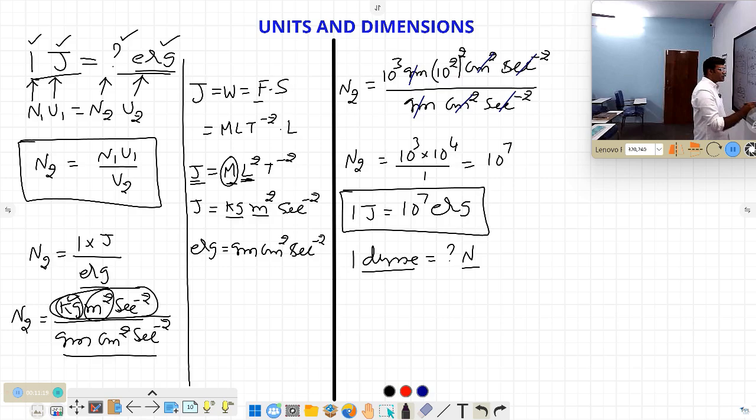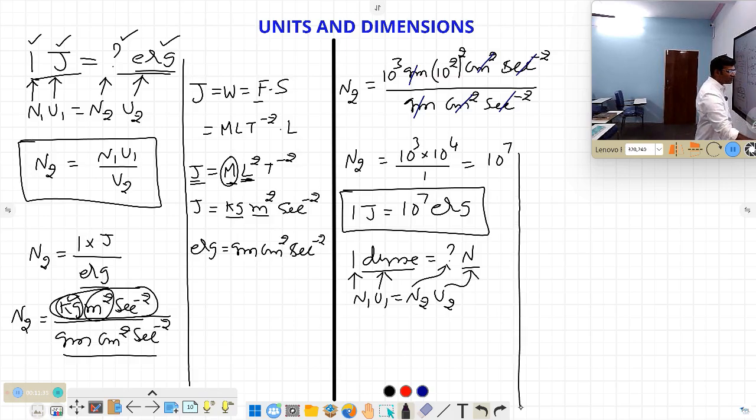To find that, first you can write the formula like N1 U1 is equal to N2 U2. So in the place of N1, 1, in the place of U1, that is dyne, in the place of N2, question mark, in the place of U2, that is Newton. So now solve this to get our result. N1 U1 is 1 into dyne, and is equal to N2, question mark, we don't know that, U2 is nothing but Newton. So our requirement is N2. N2 is equal to dyne by newtons.